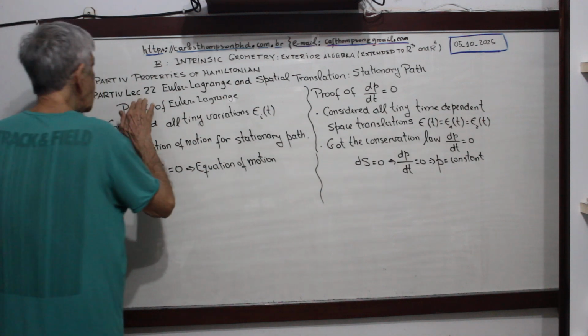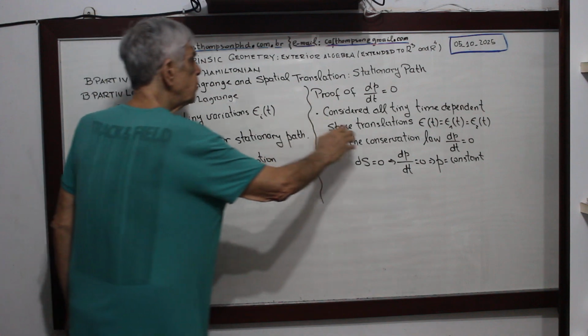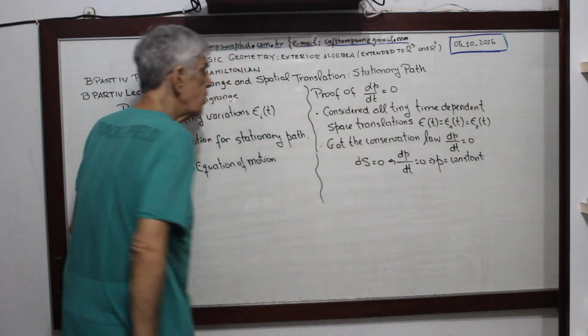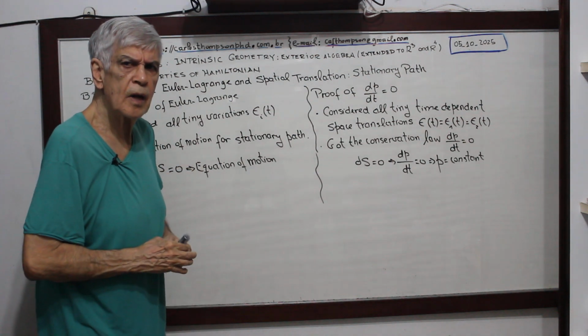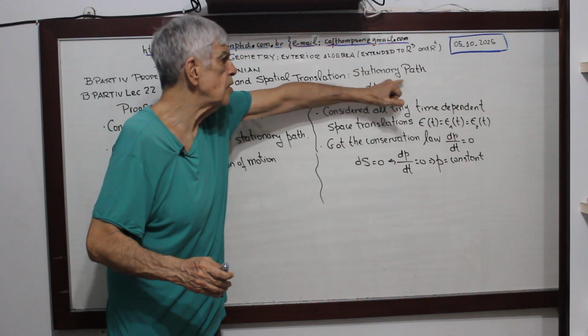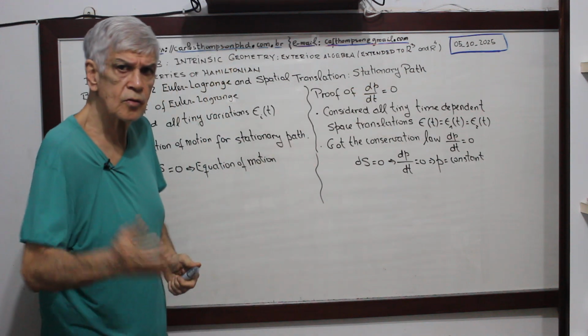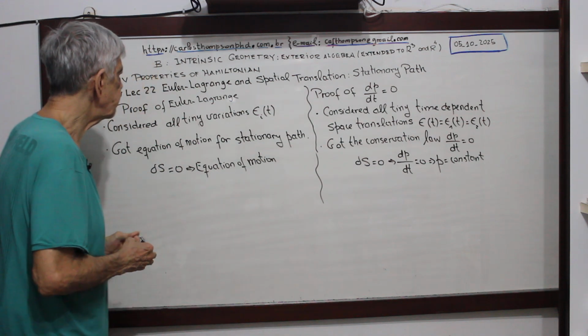B part 4, lecture 22, Euler Lagrange and Spatial Translation, stationary path. In three previous videos I defined what a stationary path means. You can go there and see what it is.